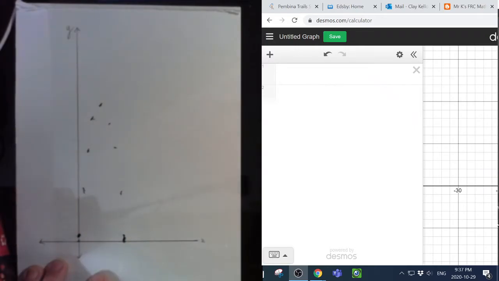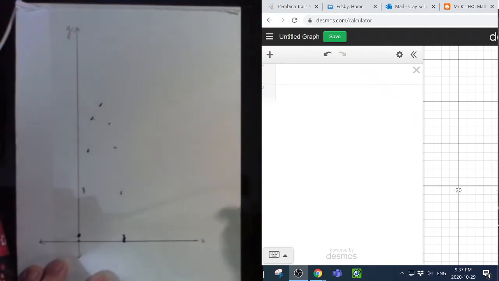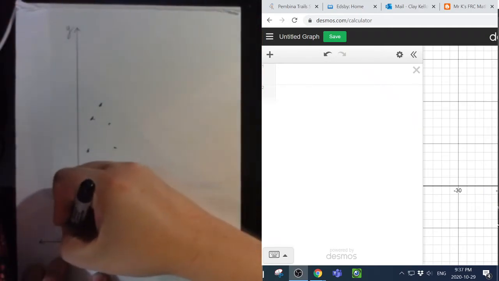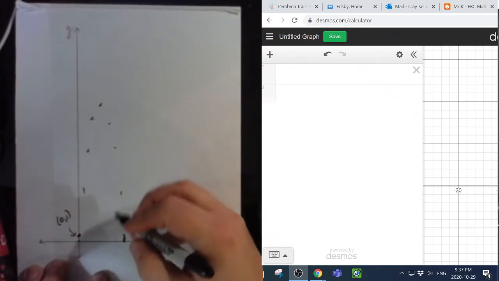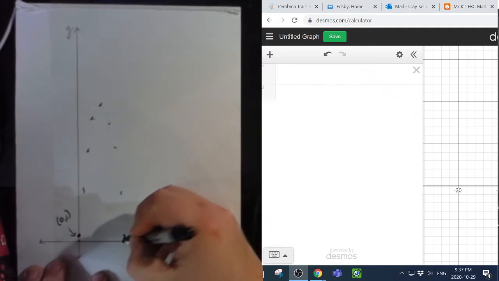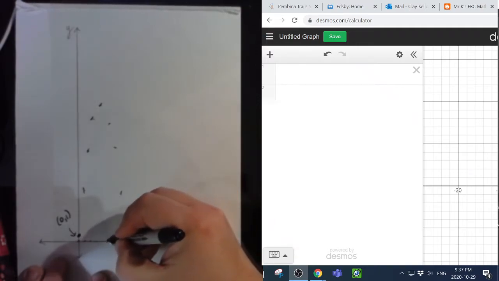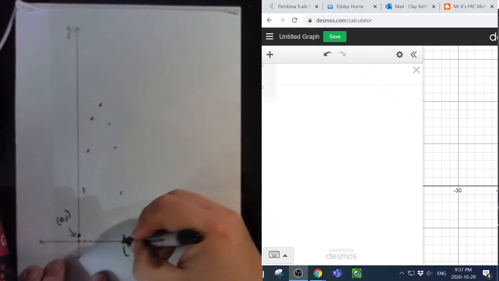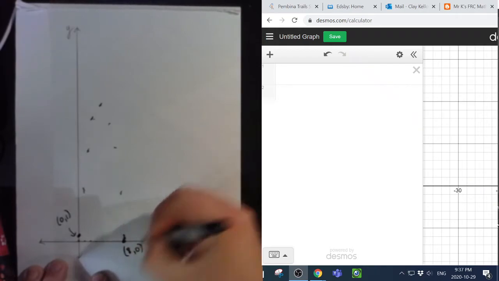So obviously this is, where did my Sharpie go? This is the point here. That's going to be x is 0, y is 1. This would be, so let's see, the splashdown seems to happen right about there at 1, 2, 3, 4, 5, 6, 7. Looks like that's about x is 8, y is 0.